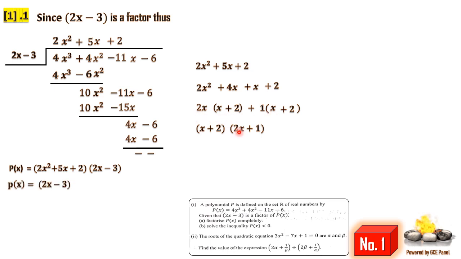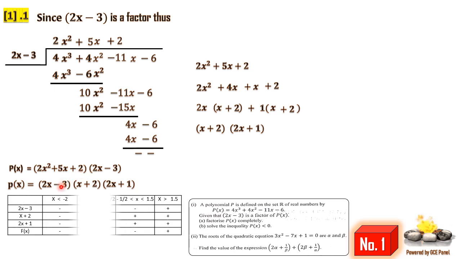And what is left outside, we copy in another bracket, 2x plus 1. So we can now simply replace this 2x squared plus 5x plus 2 by x plus 2 into 2x plus 1. Okay, so we have 2x minus 3 into x plus 2 into 2x plus 1. At this point, we have factorized completely. The only exception would have been if we could not express this quadratic factor as linear factors.